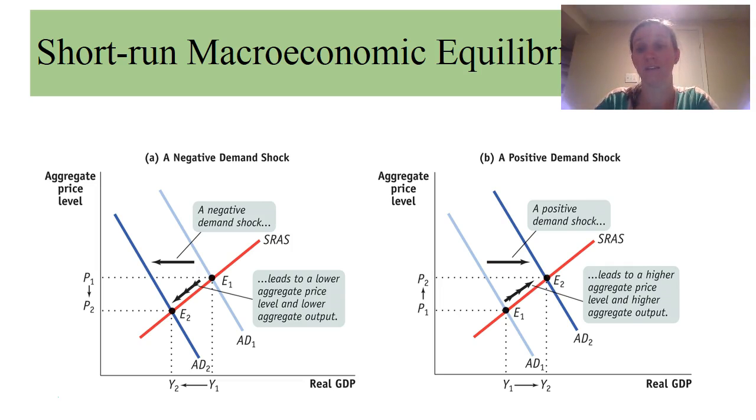Now look at the right-hand picture, which shows a positive demand shock. All of a sudden, people's expectations increase, or the government starts spending more, whatever the reason is, and we shift our aggregate demand to the right. Producers are still saying, well, unless prices change, I'm still going to produce the exact same quantity I was before. But as prices start going up, we move along our short run aggregate supply curve to this new point E2, which is at a higher price and a higher aggregate output level.